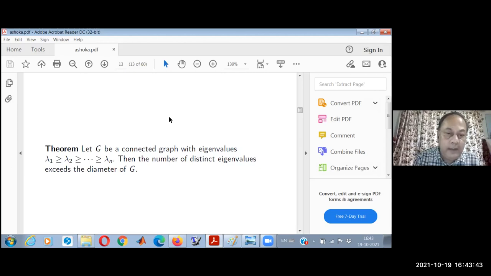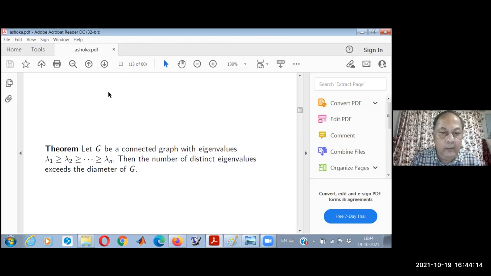this is based on basically looking at the minimal polynomial, because as you can see, the powers of the matrix are related to these walks and so on. So the minimal polynomial is closely related with the study of the powers of the matrix. So if you have a graph with eigenvalues lambda_1 up to lambda_n, then the number of distinct eigenvalues exceeds the diameter. So this is quite an interesting connection, because on the face of it, there doesn't seem to be any connection, but it is related to the diameter.